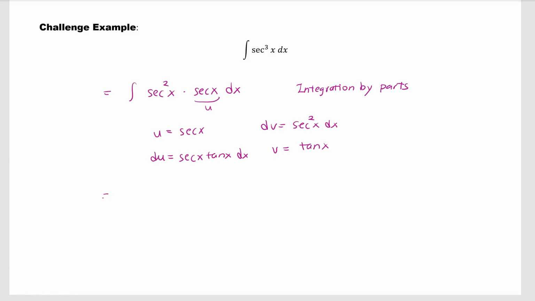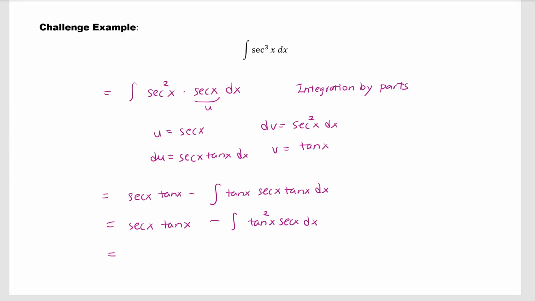Alright, and then our integral becomes uv minus the integral of v du. So far, so good, everybody. And secant tangent, okay, what do we have here? We have tangent squared secant dx. All right, what do we do next?